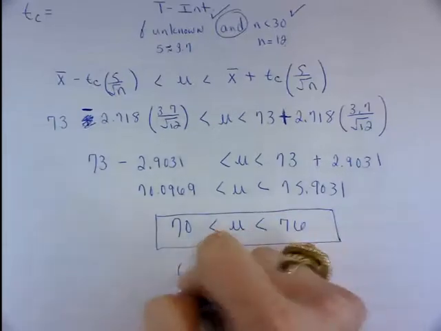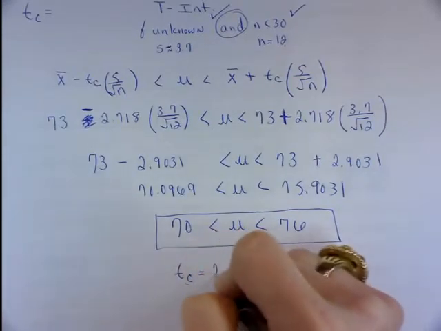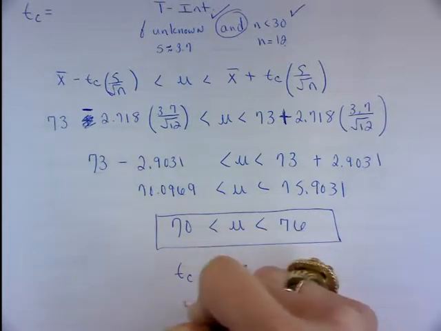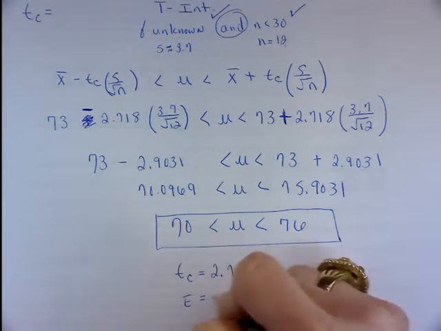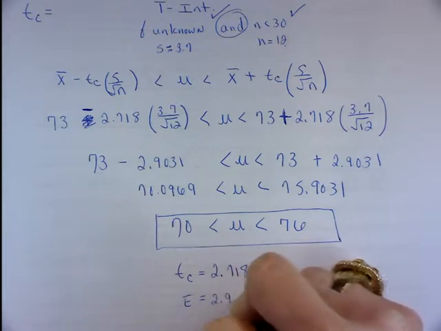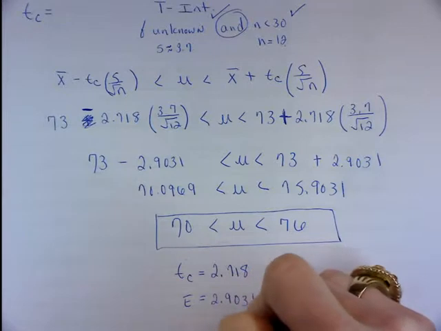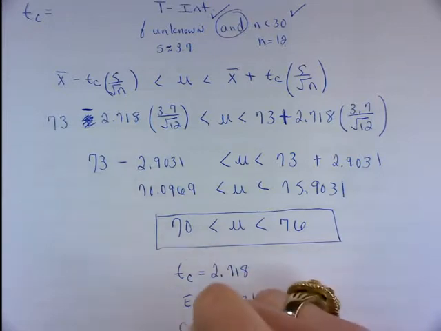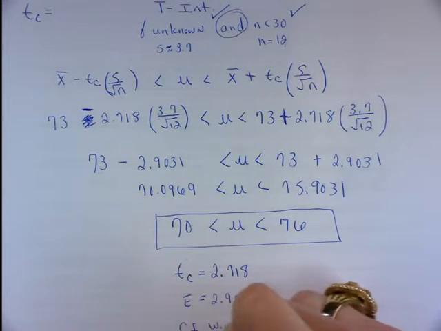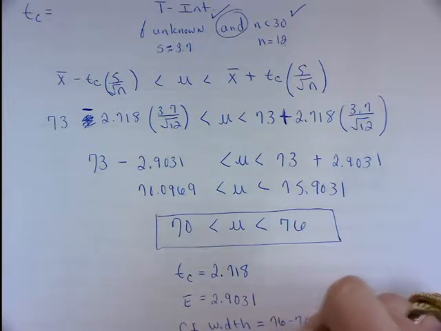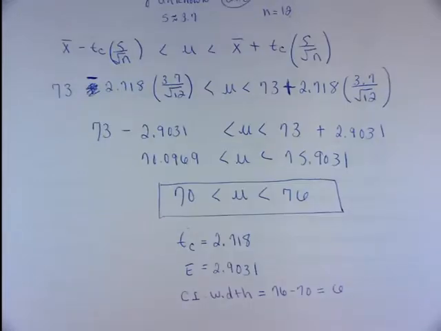I will ask you separately on the test for the critical value from the T-table. I will ask you for E, and this is the E that we received by using the sample standard deviation of 3.7. And I will ask you for confidence interval width. That is a difference of 6. 76 minus 70 is 6. So all of those questions I can ask you as well.